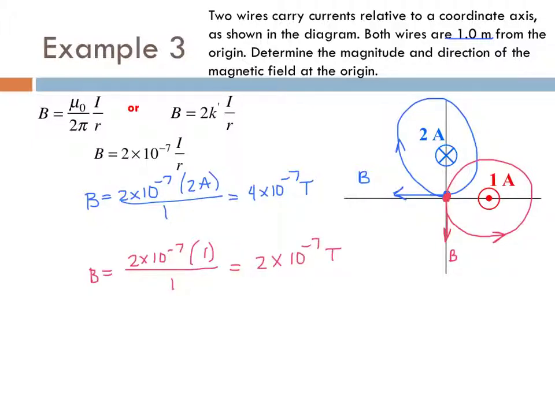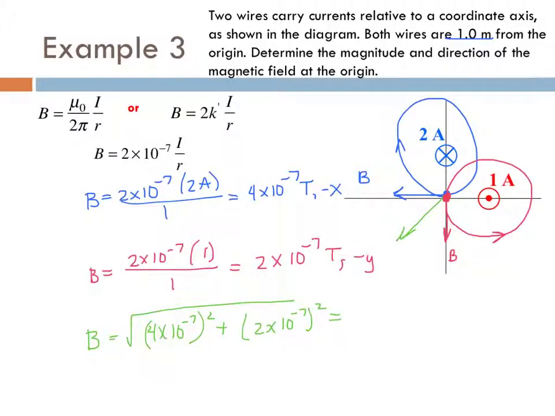Again, because they're vectors, you have to add them vectorially. That means that my vector resultant is going to be pointing out somewhere in this direction. So, to find that, Pythagorean theorem. And we get 4.47 times 10 to the negative 7 Tesla. Now again, because it's a vector, it needs both magnitude and direction. So this only gives me my magnitude. Inverse tangent gives me direction.